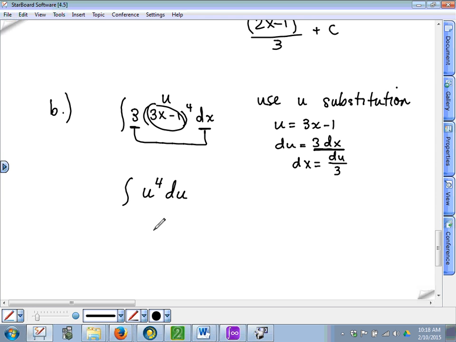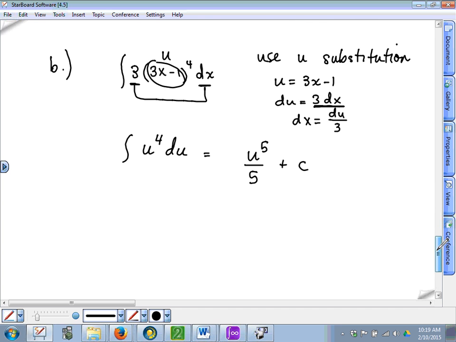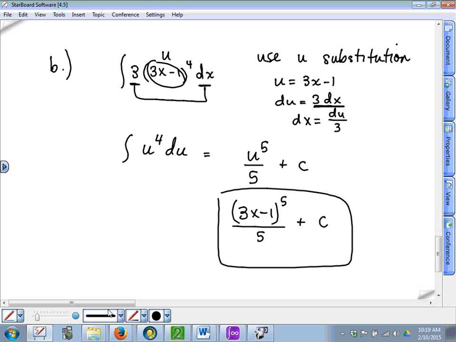What's the integral of u to the 4th? It's u to the 5th over 5 plus c, right? The constant here. And then you unsubstitute. Plus c. That's your answer.